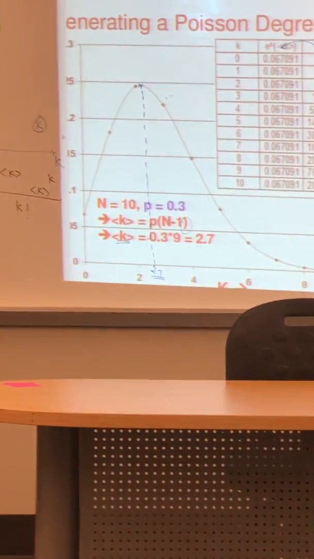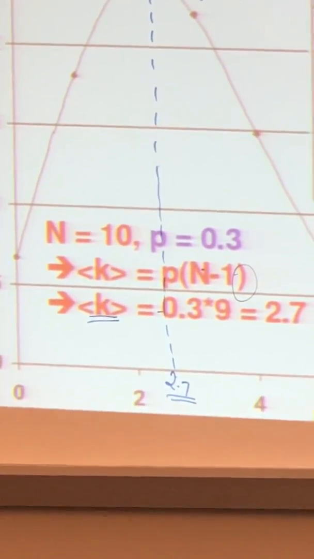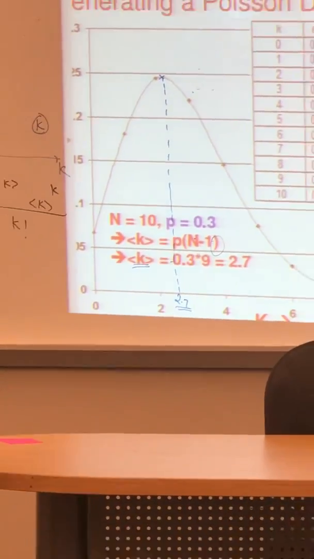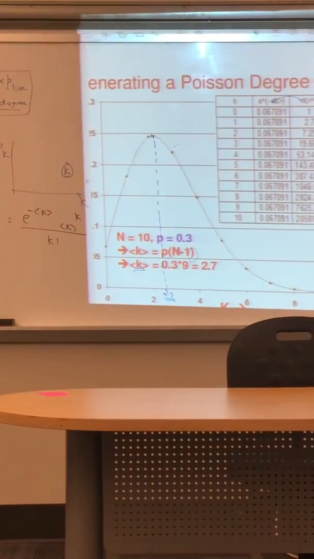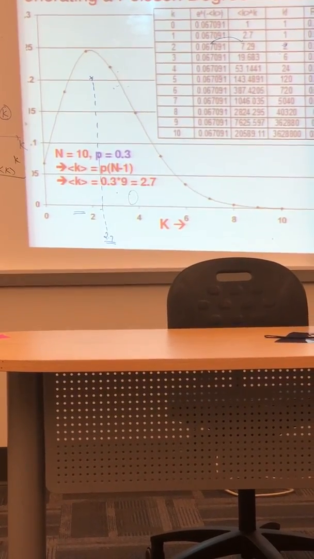Okay, so the peak of the Poisson curve is the average. What is the parameter here? Our parameter is the degree. So you can try it like that as a practice. And I have one more network.